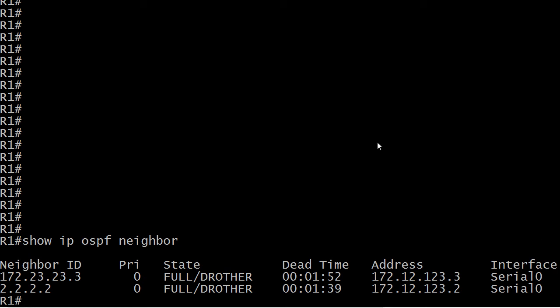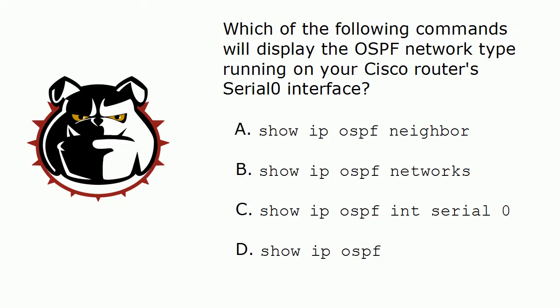So while there's obviously a lot of handy information here, and it's a command we need to be very well versed with, it is not going to show us the network type that's running on it.